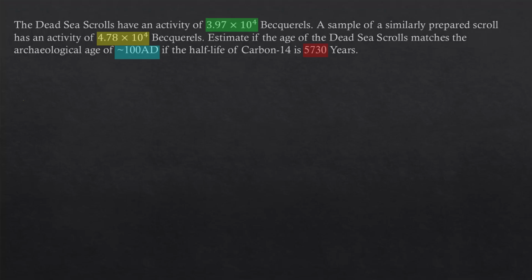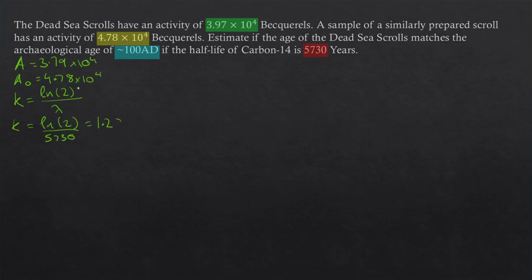First, we need to list all the values that we've been given. We have the final activity of 3.97 times 10 to the 4 and the initial activity, A0, of 4.78 times 10 to the 4. We also need to find the value for k, the rate constant. This is found through dividing the natural log, ln, of 2 over the half-life of 5,730 years. This equals 1.209 times 10 to the negative 4.